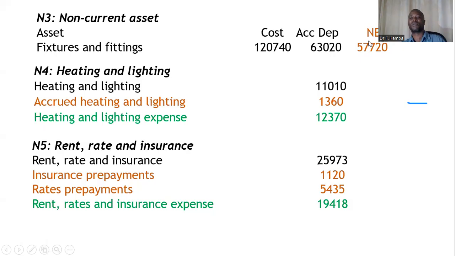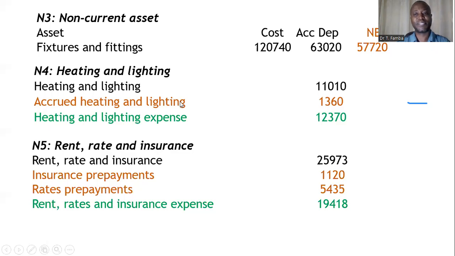So this is the figure that we want for the purpose of the statement of financial position. Then let's go for note number 4, which is heating and lighting. So you will notice that in the extract, we have heating and lighting, which is this amount. Then we have accrued heating and lighting.